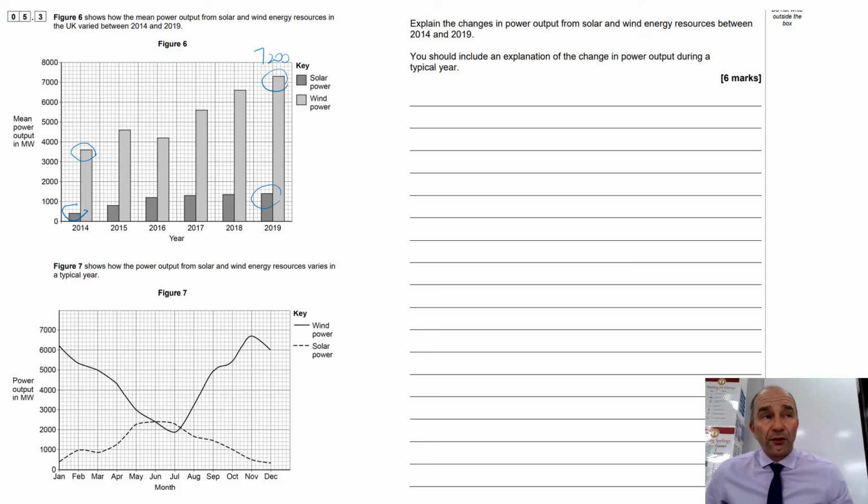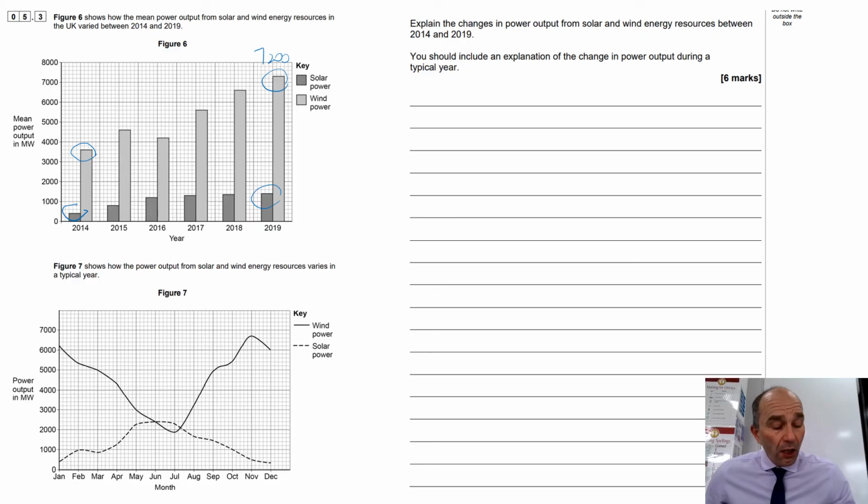Now the explanation why. Now it isn't just a case of the weather isn't very good. You need to be talking about the fact that generally in the winter the weather is windier. More wind means more energy or power is being generated. So if you think about it, the winter and autumn months, lots of wind, lots of energy generated. Generally in the summer months, June and July, you don't get as much wind.